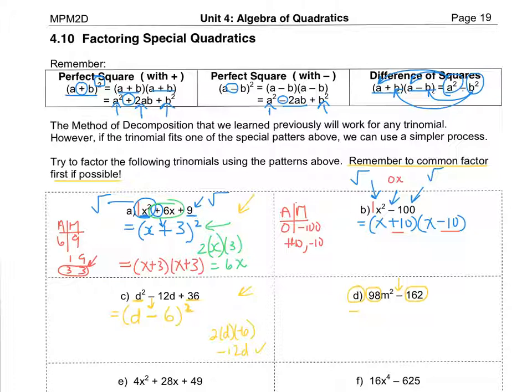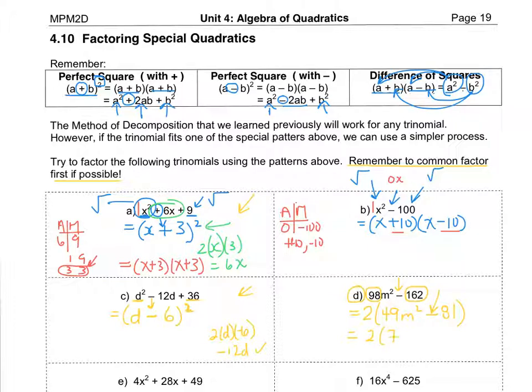Part D, I think if we look at a common factor out of that, I think 2 is common to both of those numbers. 98 divided by 2 is 49. So I can take a 2 out. That would give us 49m squared, take away, and then 162 divided by 2 is 81. And then what I have left in the bracket is a difference, and I can square root the first and square root the last, so it is a difference of squares.